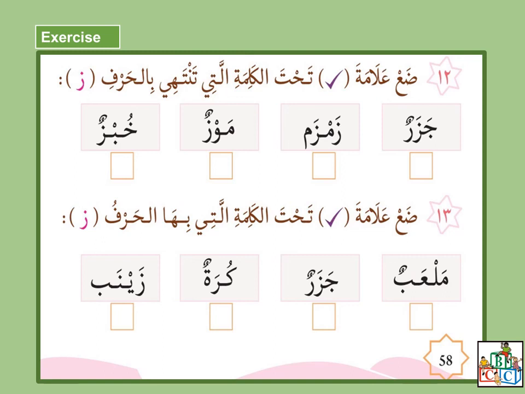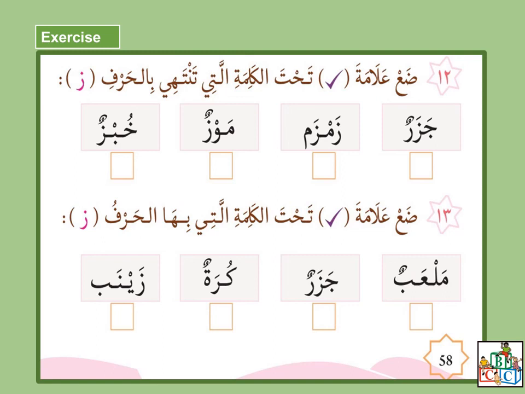طيب. Let's do down the exercise 30 now. ضع علامة صح تحت الكلمات التي بها حرف الزا. So here you have to tick the word containing the letter za. Let's do the reading on your right side. ملعب. ملعب بمعنى playground. Can you find the letter za in that word? No. The second one is جزر. جزر carrot. You can find it? Yes, it's in the middle. So you have to tick this one.